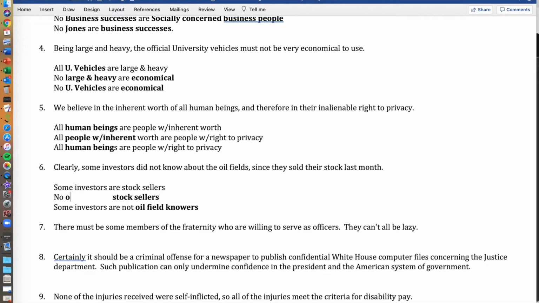oil field knowers are stock sellers. Okay? And again, with the universal negative, you could have said no stock sellers are oil field knowers, and that would be correct as well because it would be a logically equivalent statement.